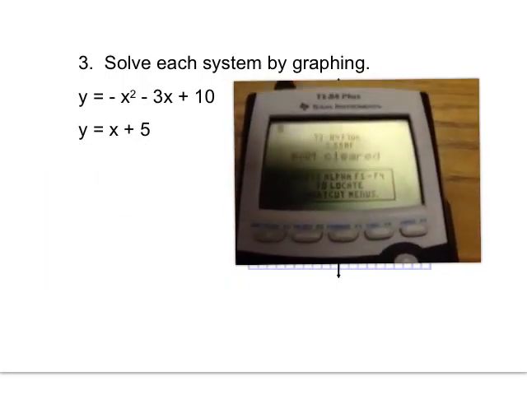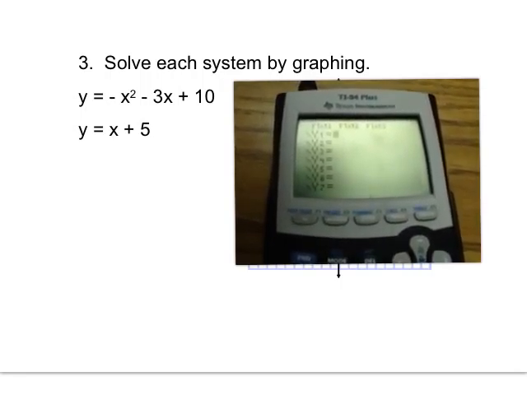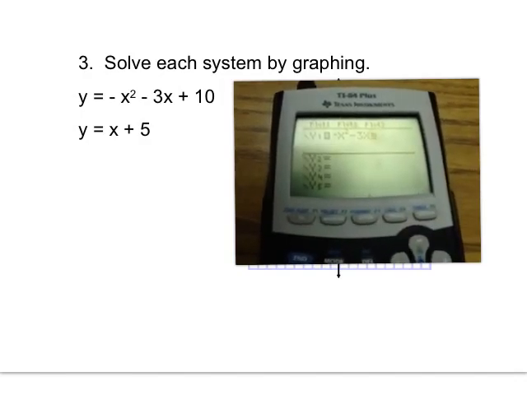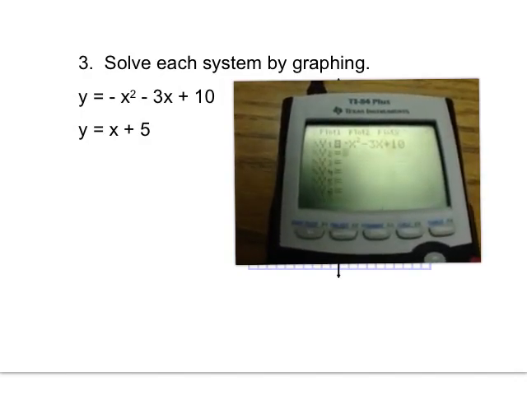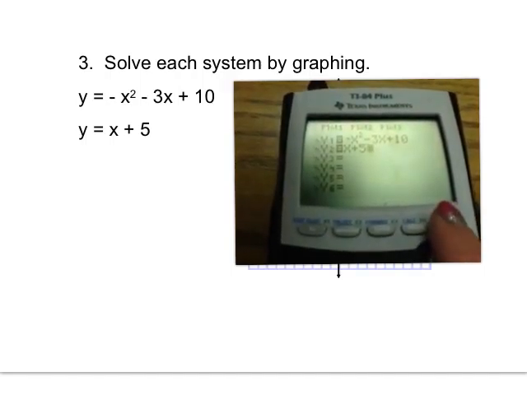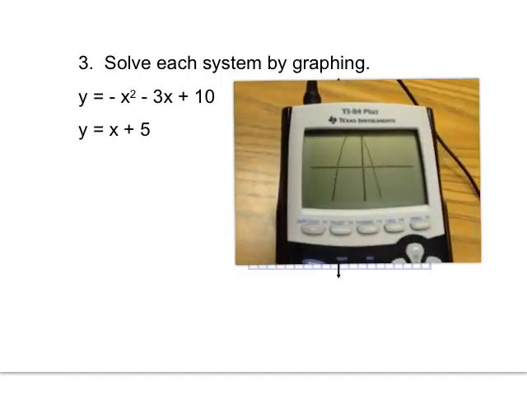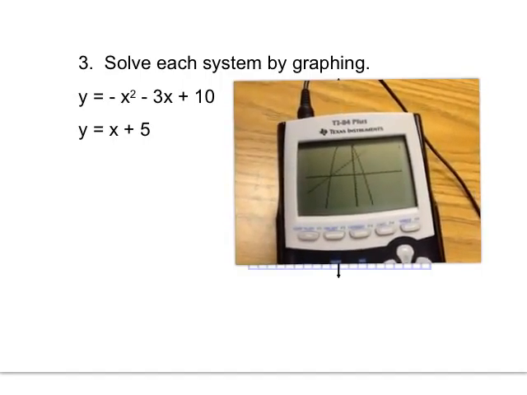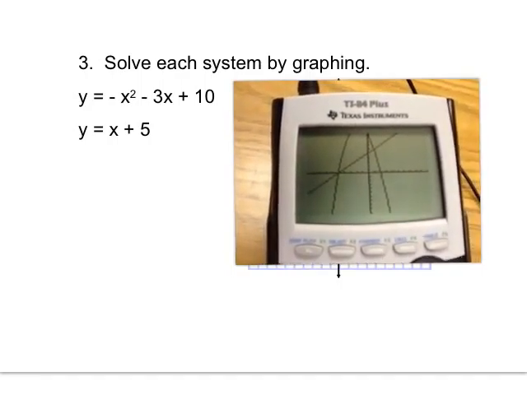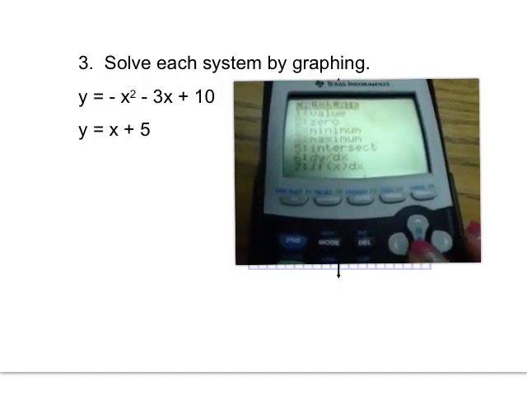Okay, third example. I've already cleared the RAM. I'm going to go straight to y equals. I'm going to type in the two equations. Negative x squared minus 3x plus 10. And in y2, I have x plus 5. Go to the graph. And again, we're going to be looking for where these are intersecting. Looks like they're intersecting how many times? 1, 2 times.